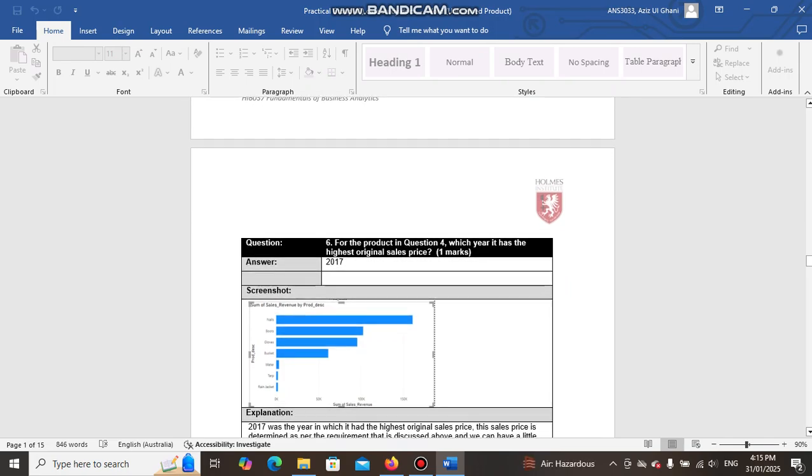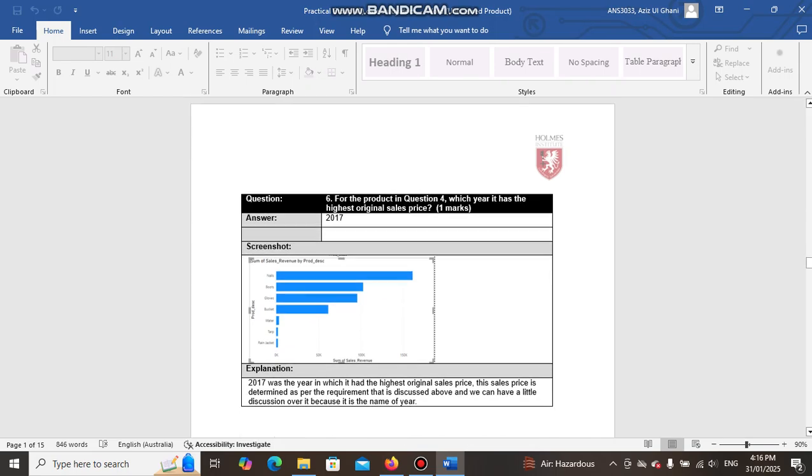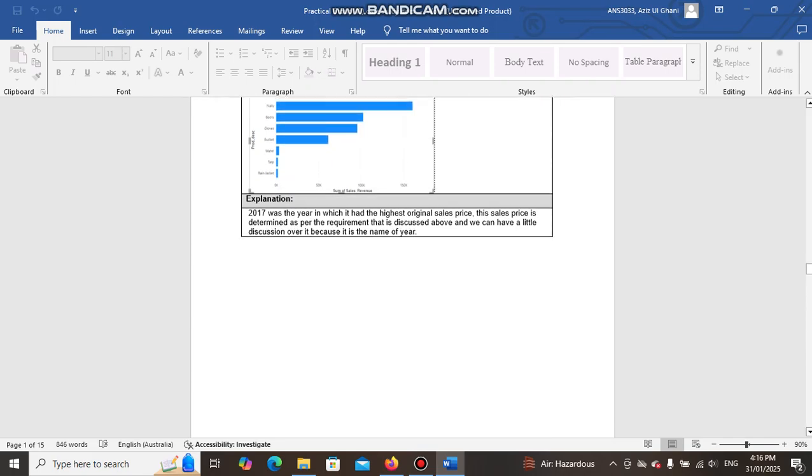Then question number 6 is, for the product in question number 4, which year has the highest original sale prices. From the graph it's clear that it was the year 2017, with the highest original sale prices. The sale price is determined as per the requirements discussed above, and we can have a little discussion over it because it's the name of the year.